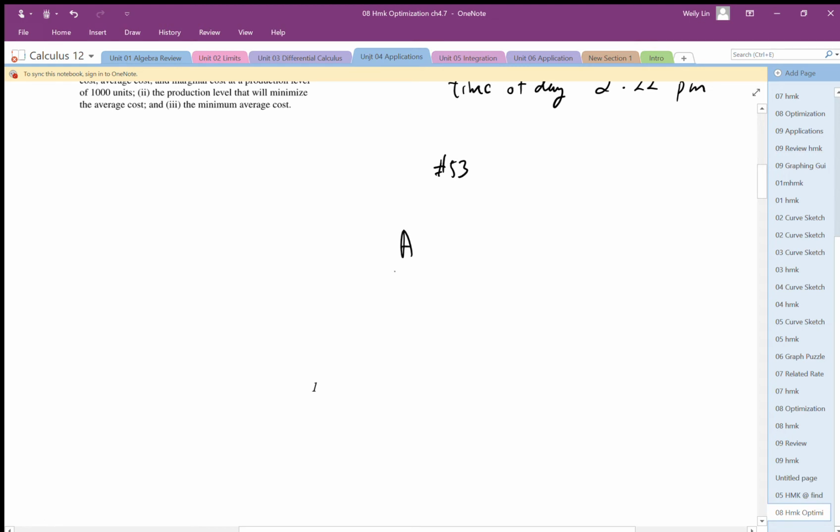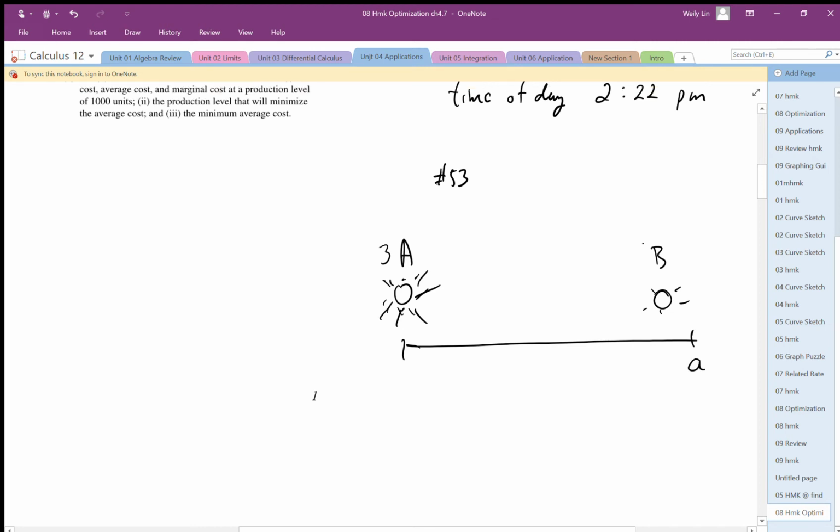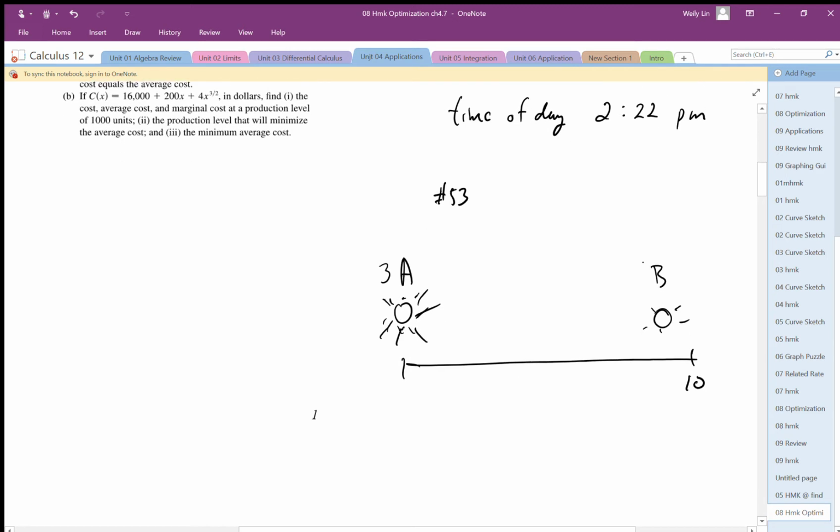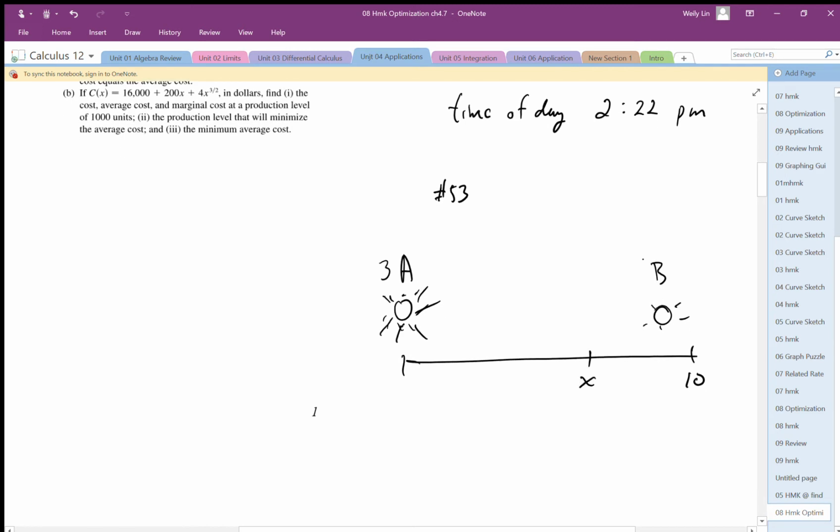We'll call it A, and I'm going to call that 3A because let's say that's a really bright light source. That's our bright one, and then we have B, our dimmer light source. Okay, and we're going to have some point. Sorry, I think the problem says they're placed 10 feet apart. So we're going to make it 10, and then we're going to place an arbitrary point x here.